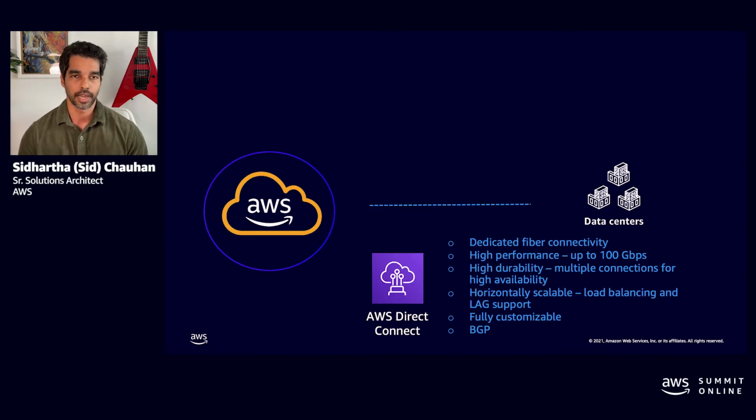With AWS Direct Connect, you get consistent high throughput connectivity. You can go up to 100 gigabits per second on a single connection. If you wanted to scale the number of connections, you can provision multiple of them. That gives you high availability as well as scalability. So you can go even higher. You can bundle your Direct Connects together in link aggregation groups and load balance traffic across multiple connections.